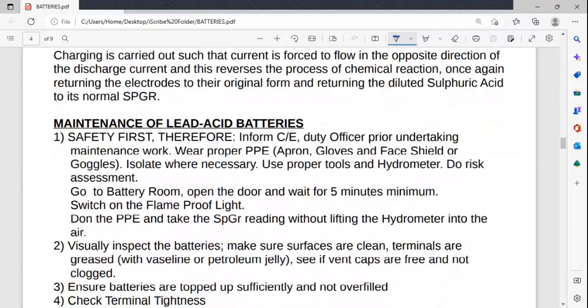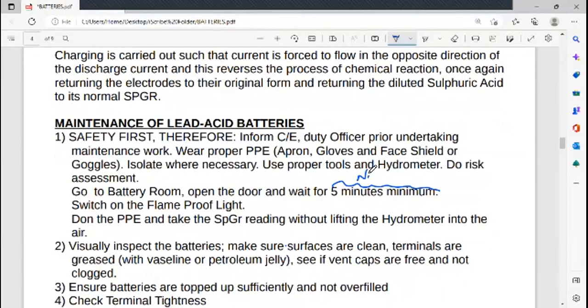5 minutes. Now this 5-minute waiting is in case there is no forced ventilation. Okay, now what do we mean by forced ventilation and natural ventilation?